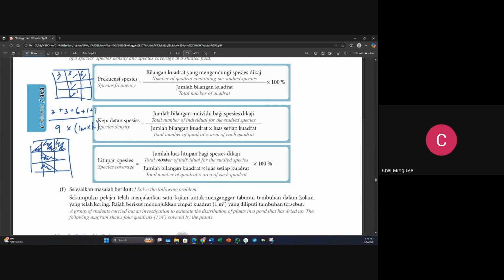So this one is 1 meter by 1 meter square, correct? So this one only 0.5, half, half. So it becomes 1, 2, 3, 3.5. So it's 3.5 meters square divided by 9 times 1 meter square. So this one will be the species coverage. Can understand?